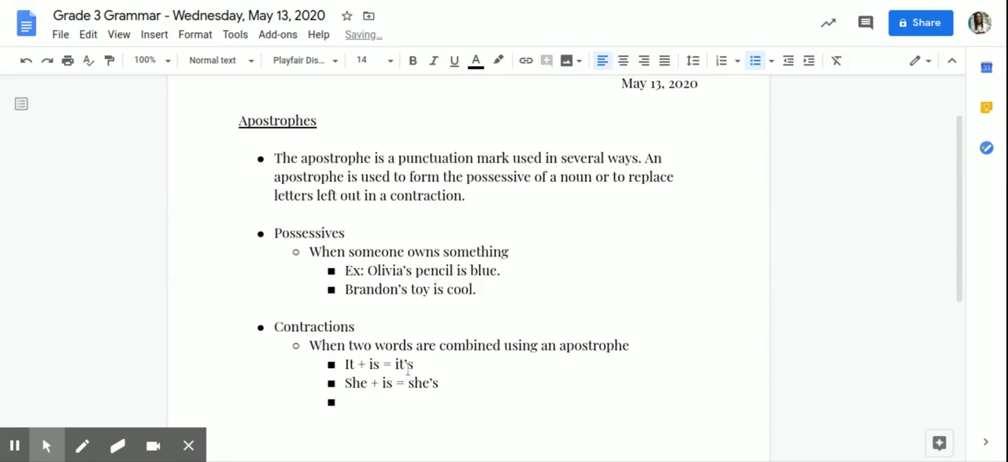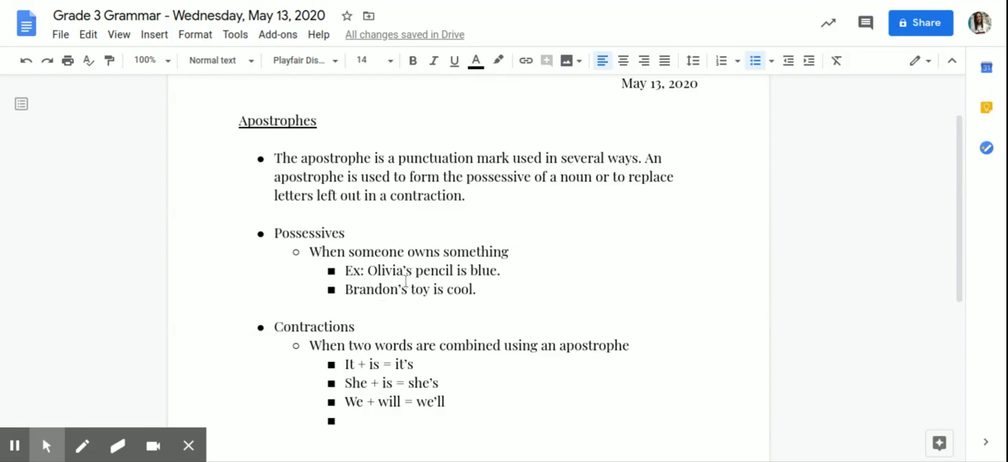So no one's owning anything here. It's not a possessive. This is just a contraction. Like we plus will equals we'll. So it's when you put two words together and you make them into a contraction, you need to use an apostrophe for that.